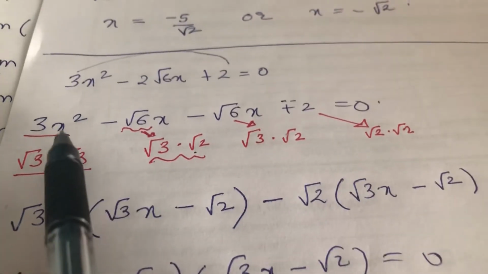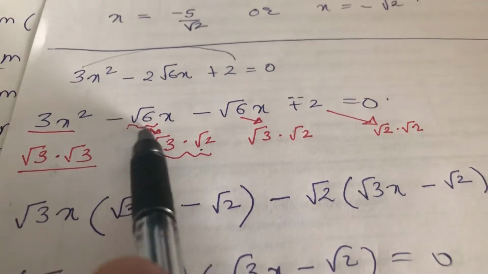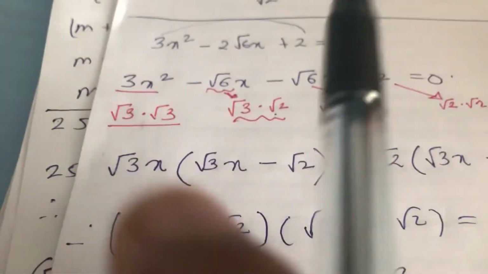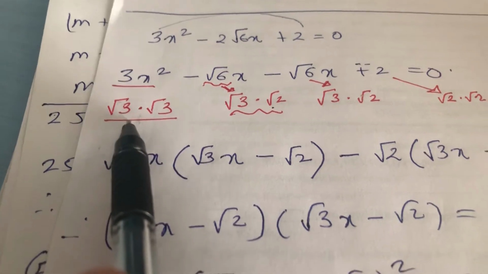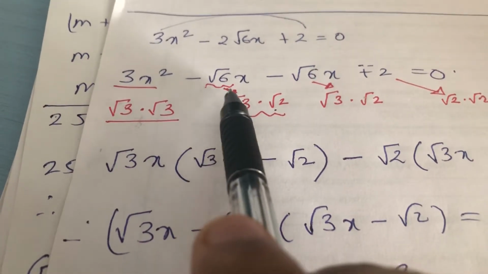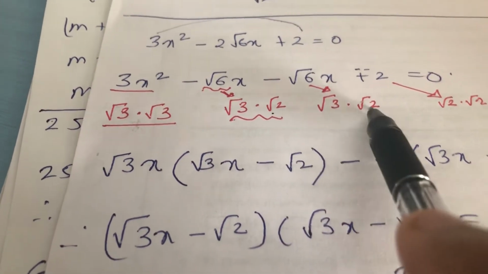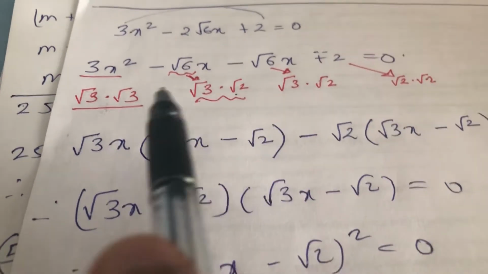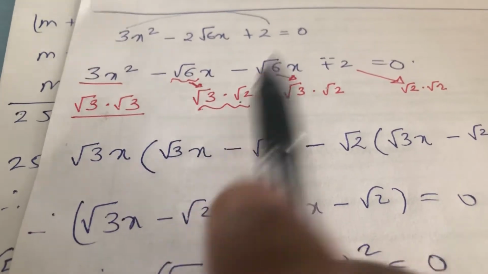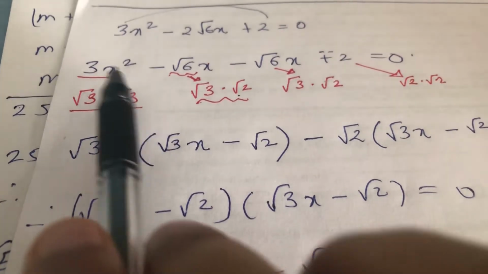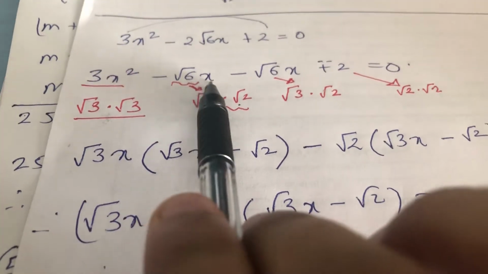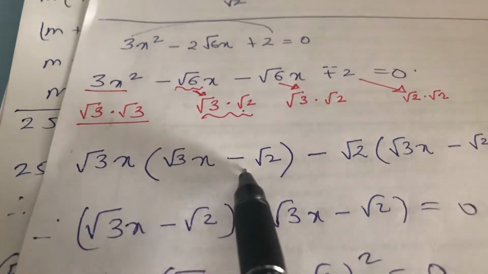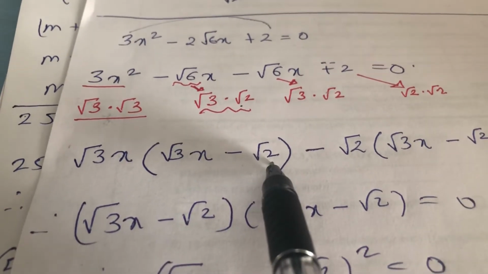So now we split this into 3x square minus root 6x minus root 6x plus 2 equal to 0. Now if you see carefully, this 3 is root 3 into root 3, root 6 is root 3 into root 2, similarly here, and this 2 is root 2 into root 2. Now from these both terms, please pay attention carefully. Root 3 is common and x is common. So what remains is root 3x minus root 2.